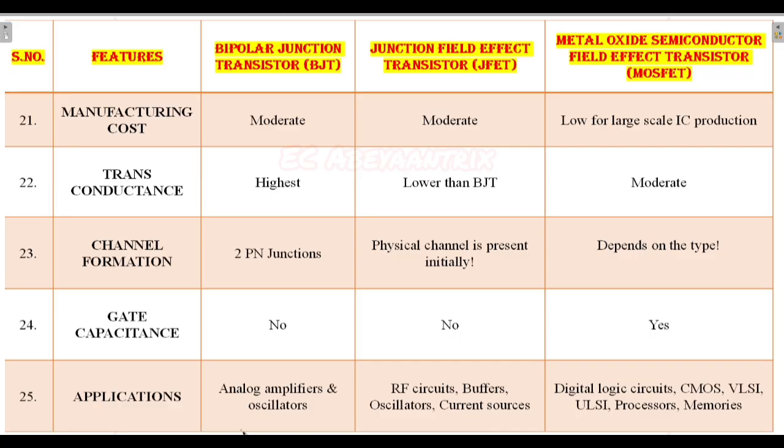Okay. And coming to applications, BJT is widely used in amplifier applications, right? And in oscillators also. And JFET is widely used in RF circuits, low noise amplifiers; particularly we can say that in low noise amplifiers, JFETs are widely used. Okay, so make that point also here. And in buffers, JFET is widely used. In oscillators also, and in several current sources also you can use JFET.